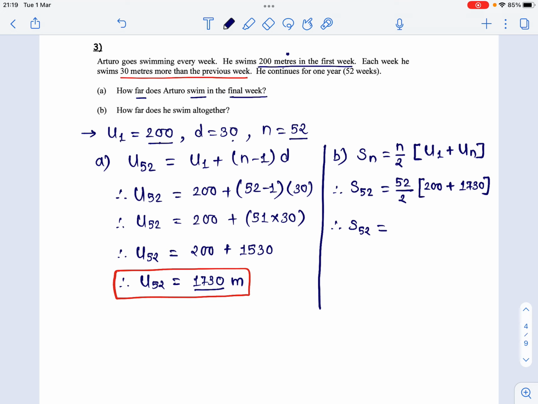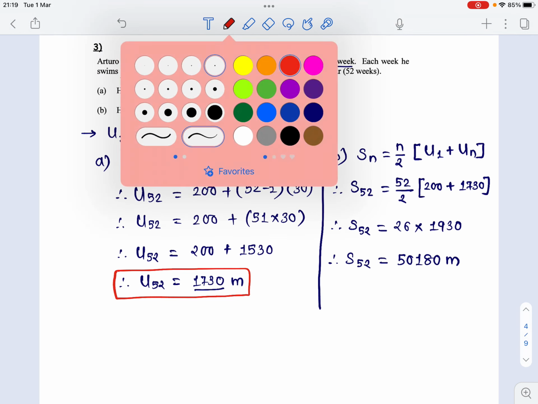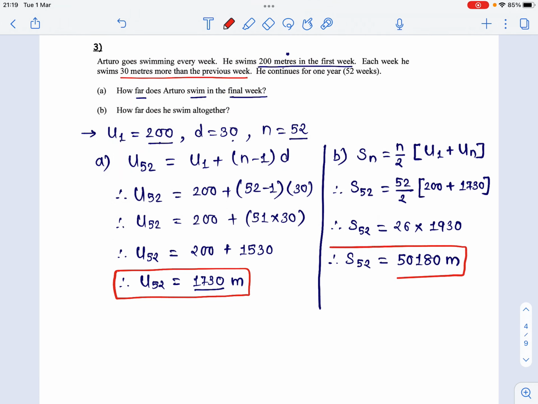Calculate 200 plus 1730, which is 1930. 52 over 2 is 26 times 1930. The final value, the altogether value, is 50180 meters. This is the answer of the second part.